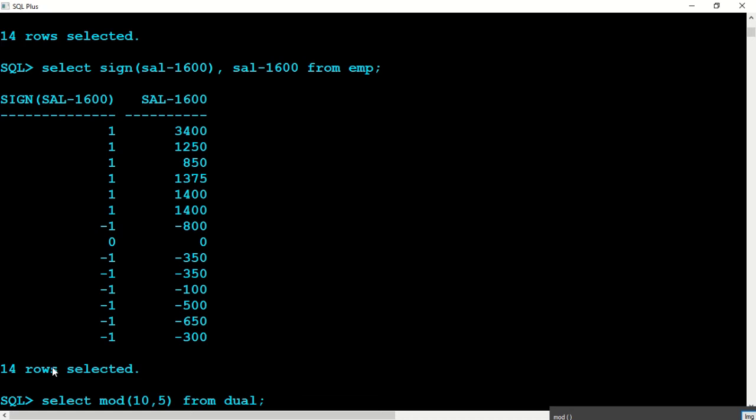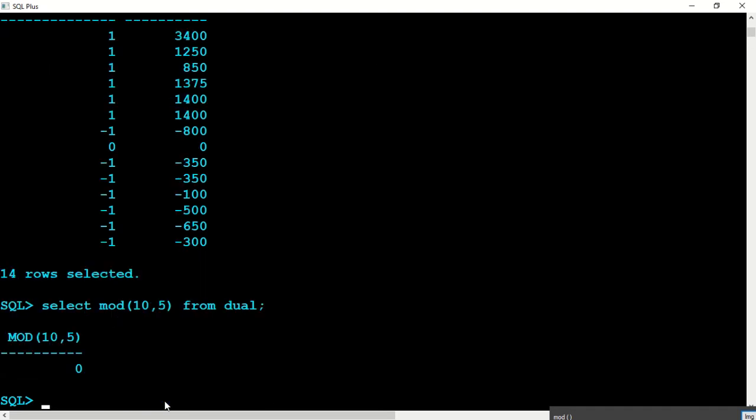Now what is mod? Mod is a function that returns the remainder of a number. For example, what is the mod of 10, 5? 10, 5 means 10 divided by 5. After dividing 10 by 5, what is the remainder? That is called mod. Mod means give me the remainder of 10 divided by 5.